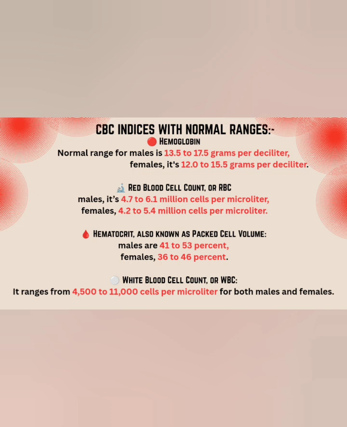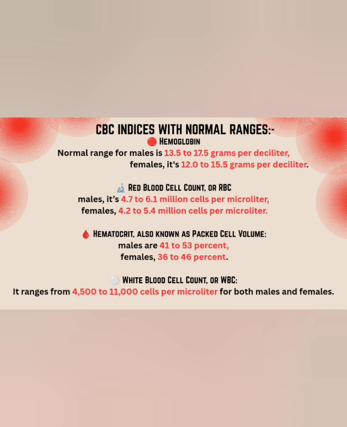Hemoglobin, the oxygen carrying protein in red blood cells. The normal value for male is 13.5 to 17.5 grams per deciliter, and for female it is 12.0 to 15.5 grams per deciliter. Red blood cell count or RBC, for males it is 4.7 to 6.1 million cells per microliter, and for females 4.2 to 5.4 million cells per microliter.